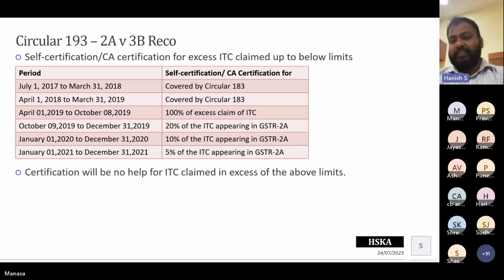So Circular 183 was issued, which said that for the first 2 years, there was no mechanism of 2A. That means they acknowledged that there was no 2A. Okay. There, to the extent of credit available in your GSTR 2A, you're entitled to take the credit.